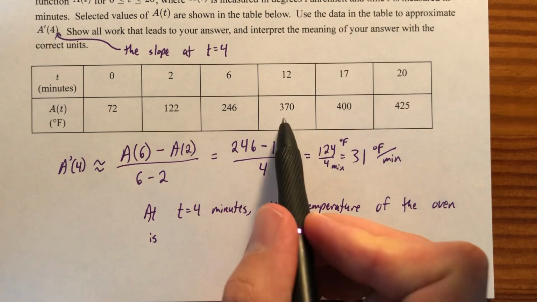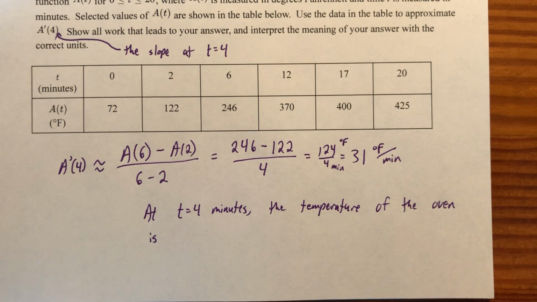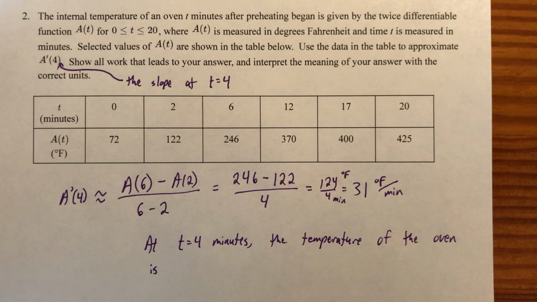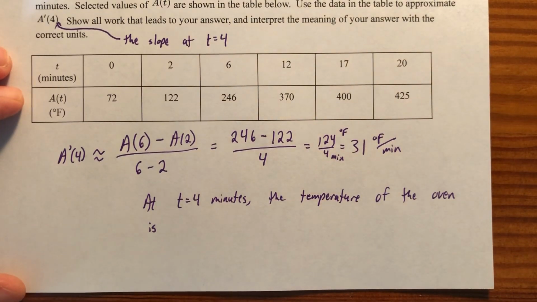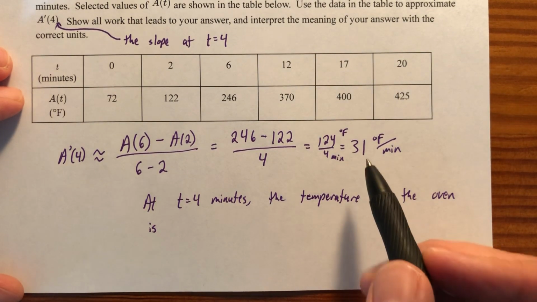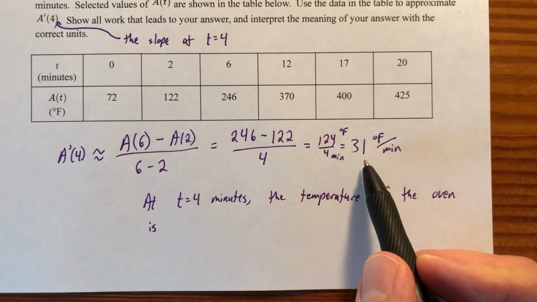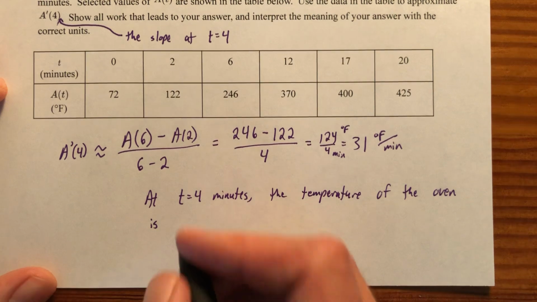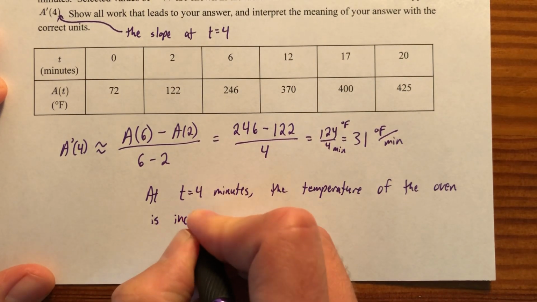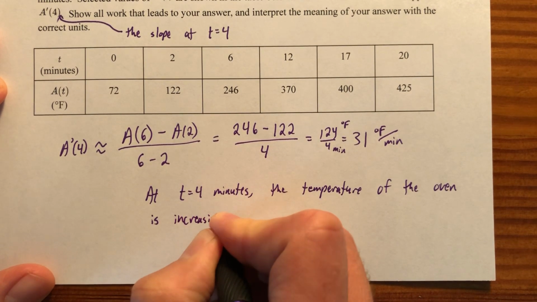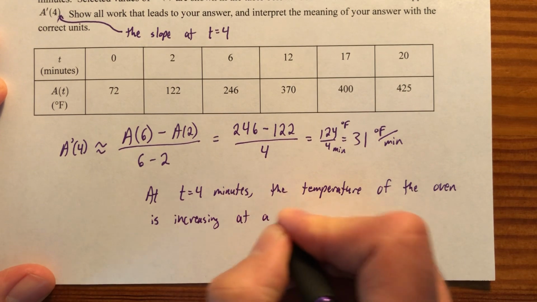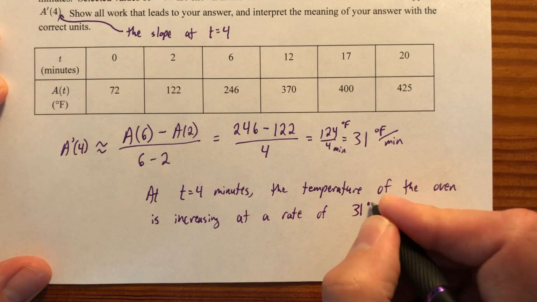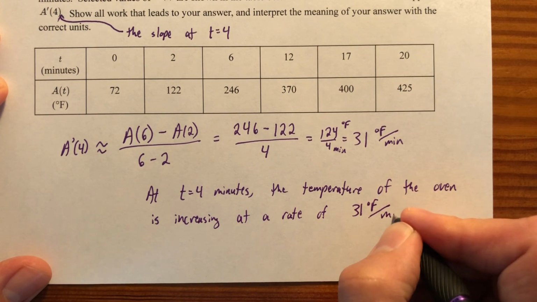We can see that from the data in the table anyway, and they did not tell us the oven is strictly increasing in temperature, but from what we see, we do know that our average rate of change is positive, and our estimate for the derivative is positive. So the temperature is increasing at a rate of 31 degrees Fahrenheit per minute.